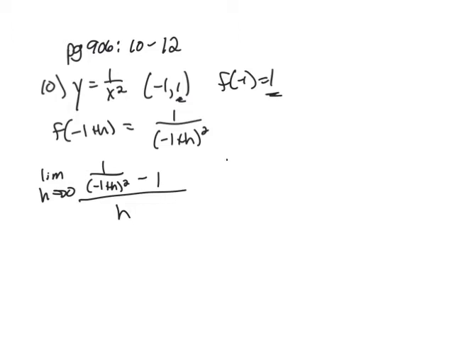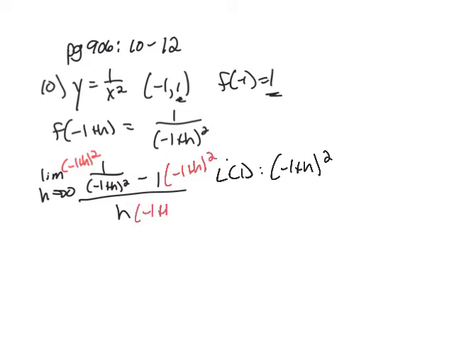The LCD is going to be -1 plus h squared. So I multiply through by that LCD, and that's going to be the -1 plus h squared, -1 plus h squared, -1 plus h squared. Okay? So that reduces down.